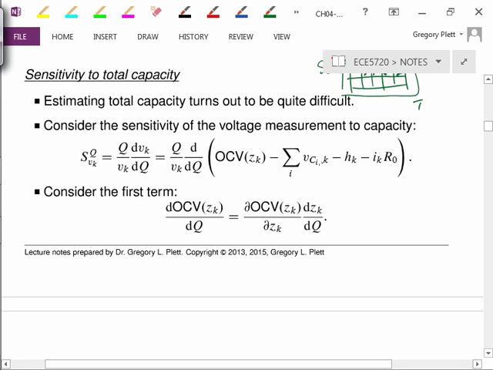So we've looked at sensitivity of voltage to the resistance and found that it's fairly high, and that allowed us to come up with a simple way of estimating resistance. Now we look at sensitivity of voltage to total capacity, and it shows us that the total capacity estimation problem is quite difficult.